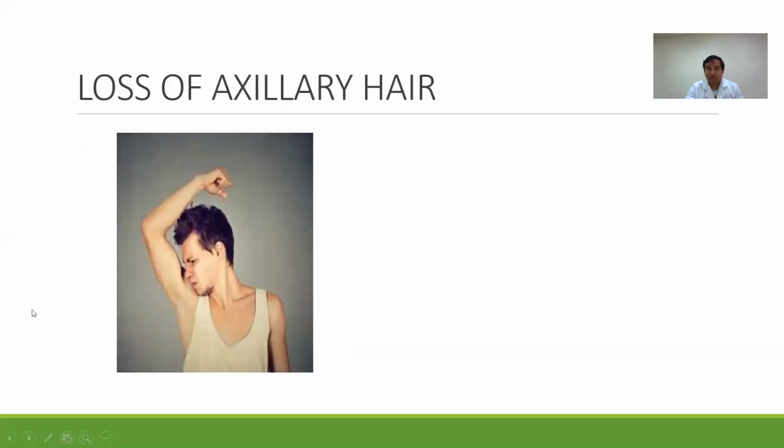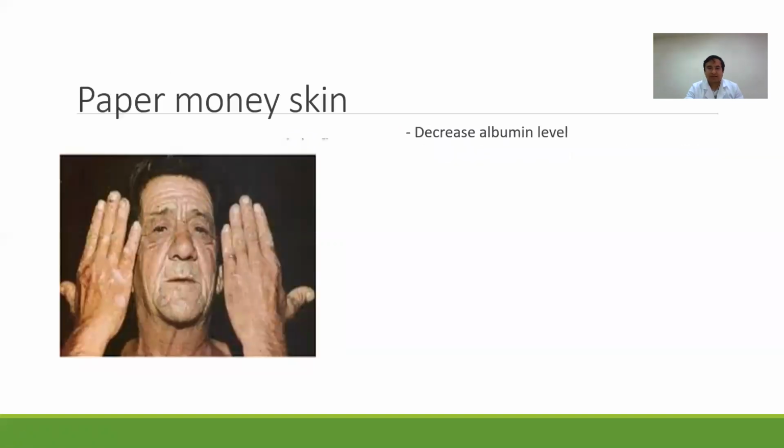Another thing your teacher is interested in is that we often miss examining the axillary hair. There is usually loss of axillary hair, and the mechanism of which is raised level of estrogen in chronic liver disease. So please do not forget to examine the axilla. Okay. Another is very thin skin. This is called paper money skin, and it's because of the decreased albumin level that can occur in a patient with CLD.